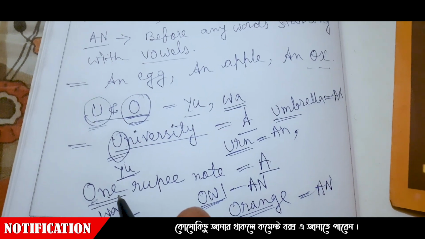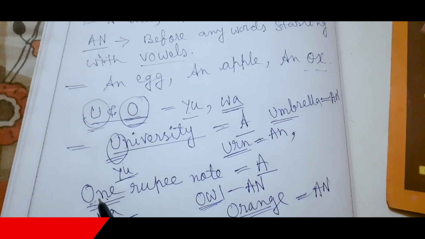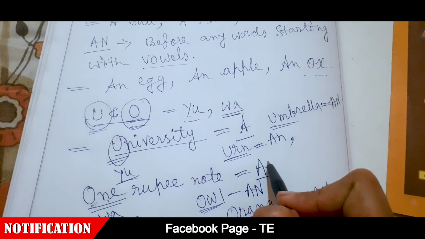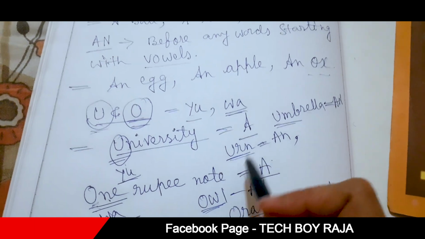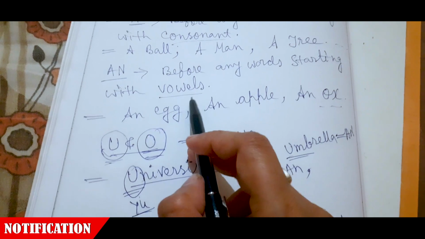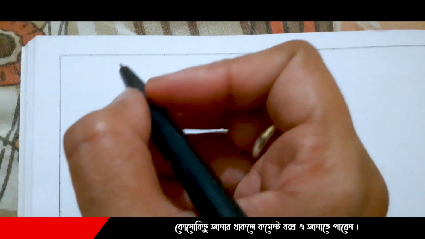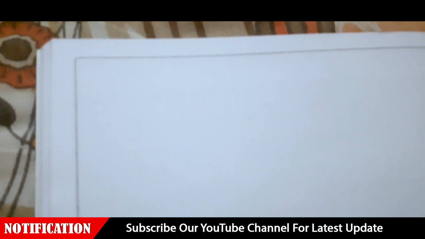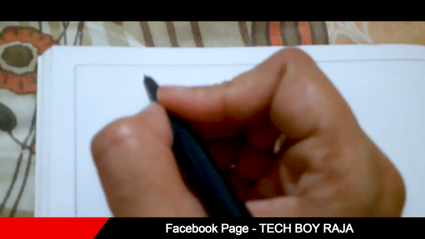Similarly, if the pronunciation comes from the word O, that is also going for a. Rather than this, others are all going for an, because the simple rule is that these are vowels. Now one more rule, the exceptional rule for consonants, that I am going to show.